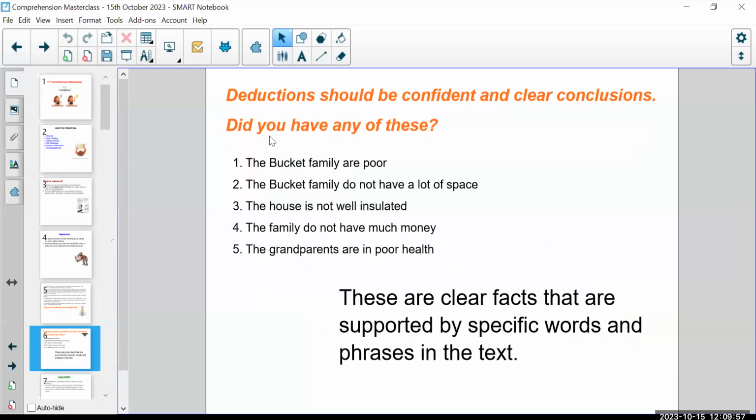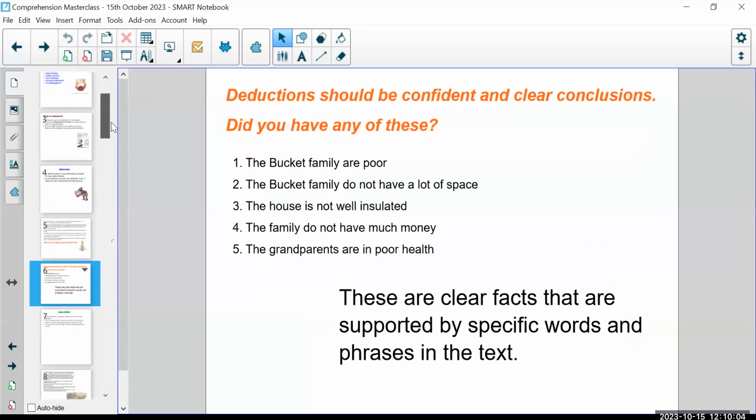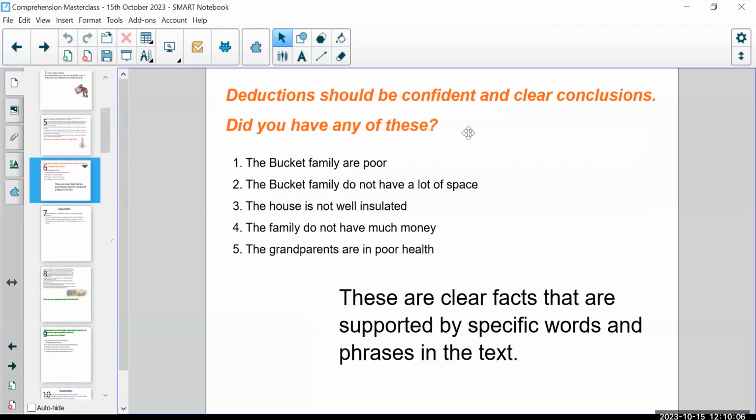So those things you can deduce clearly because they are supported by very specific words and phrases in the text. So deduction, very clear answers. Now, the next thing that you can practice is called speculation. Before I put my slide up, does anyone want to put in the chat what they think speculation means? If you speculate about something, what does that mean?